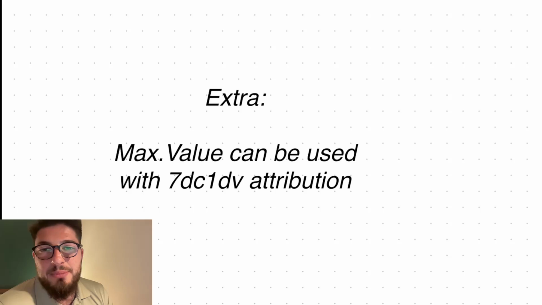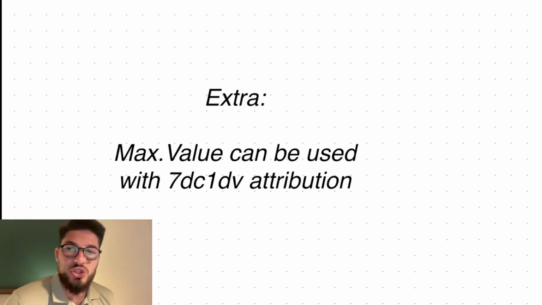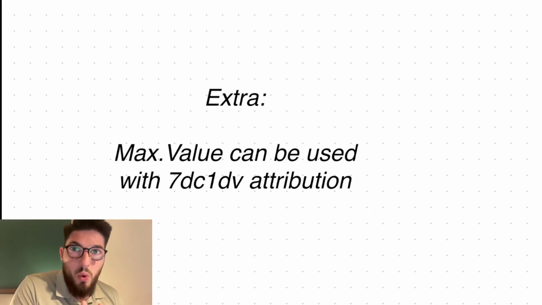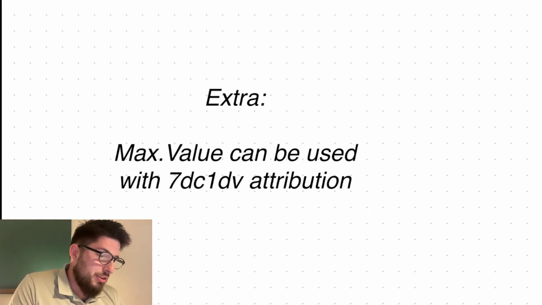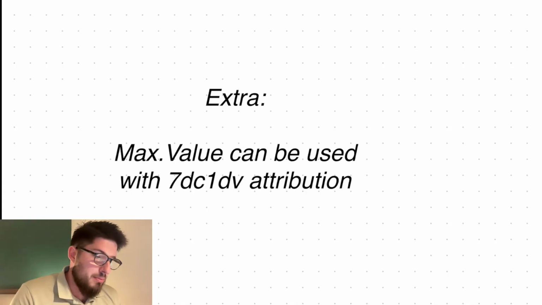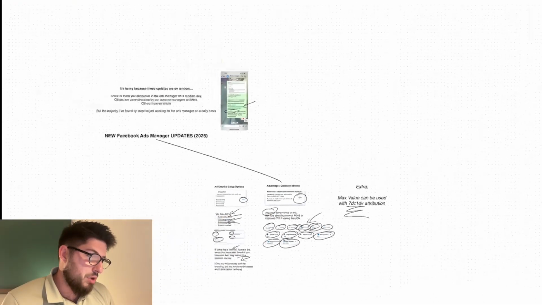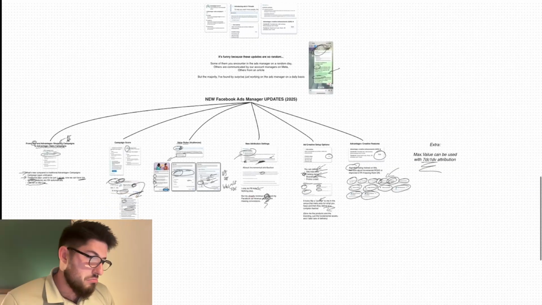You can run now max value campaigns, so maximize value of conversions instead of maximize volume of conversions with 7-day click, 1-day view attribution. So you're gonna have more attribution in the ad account, and this is good for me because I have some accounts where the AOV is quite high, like 150 plus in dollars, in euros, above 150. So I'm interested in targeting audiences that usually have a pattern of spending more money per purchase. And this is good in terms of attribution. So pretty interesting.